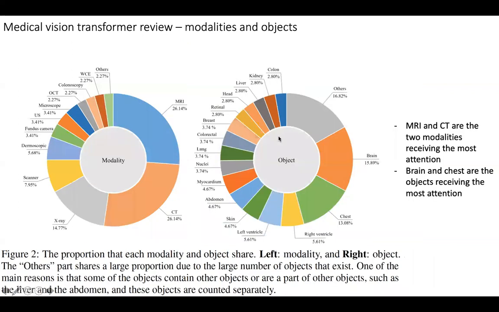About the modalities and the objects. According to this plot, it seems the MRI image and the CT image are the two most popular modalities that have been considered in these years. And object-wise, the brain and the chest are the two objects that have been receiving the most attention in these years.